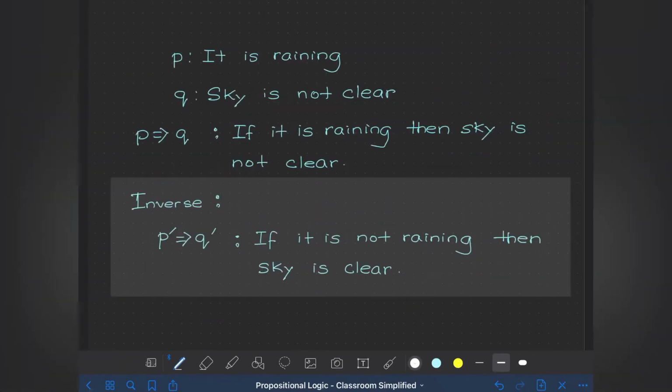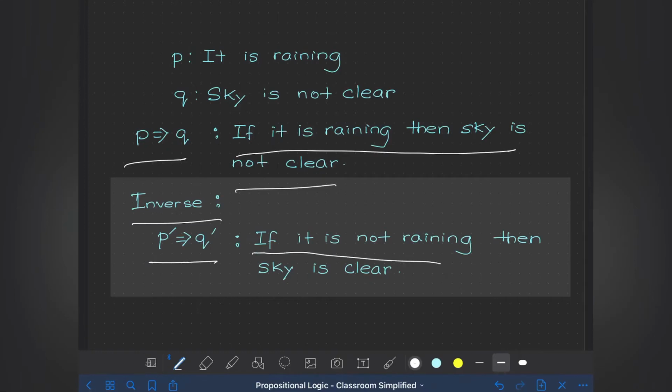Next part, inverse. With that same example, P implies Q is giving us if it is raining, then the sky is not clear, then its inverse will be P dash implies Q dash. So you are going to make the negation of both the antecedent and the consequent. So it will finally result in a statement like, if it is not raining, then sky is clear.